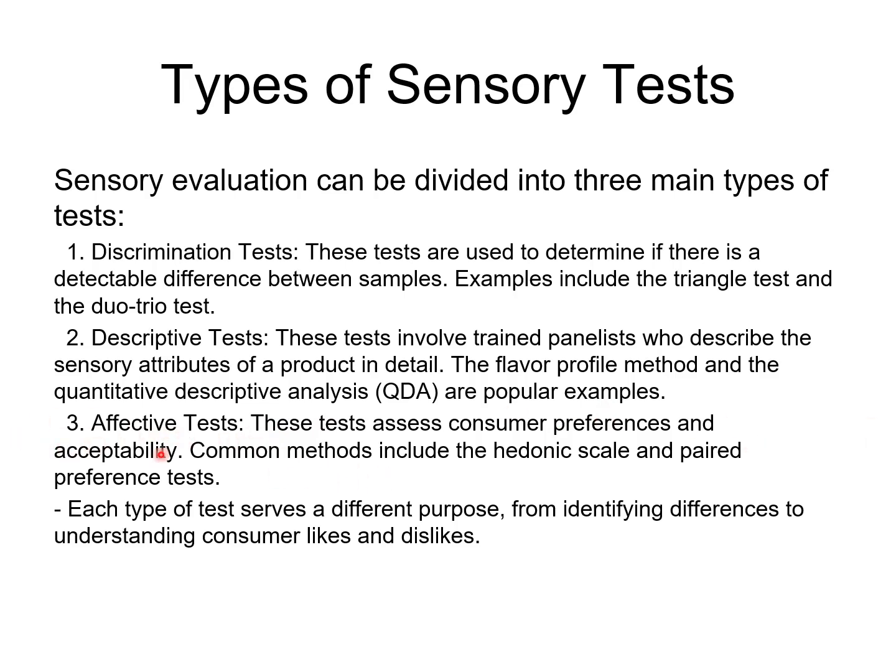Affective tests assess consumer preferences and acceptability. The common methods include the hedonic scale and the paired preference test. Each type of test serves a different purpose, from identifying differences to understanding consumer likes and dislikes.